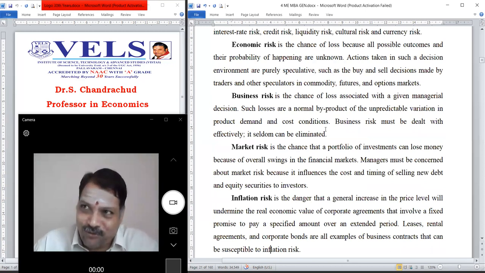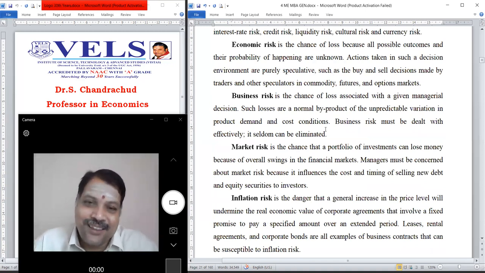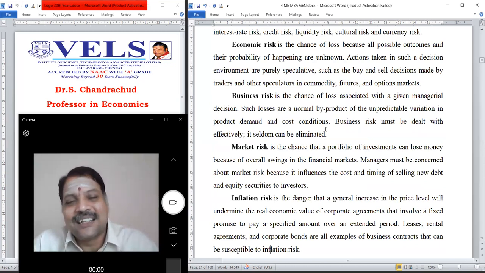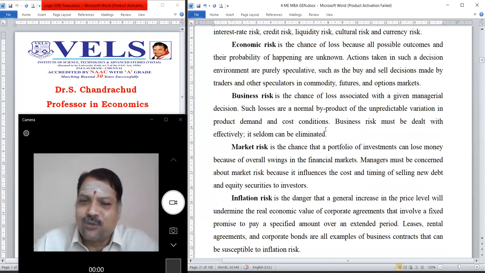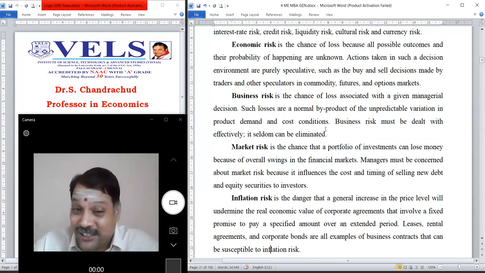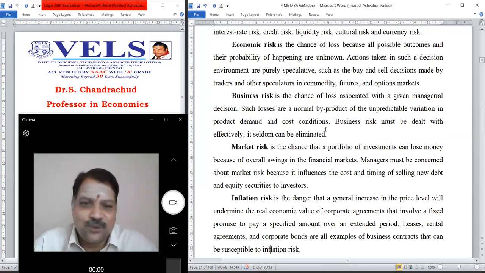When we talk about the market, there is one risk related to the market. It is called market risk. Market risk is a chance that a portfolio of investment can lose money because of an overall swing in the financial market, because it is not in our hands. The financial market changes day to day. The manager must be concerned about market risk because it influences the cost and timing of the sale of new debt and equity securities to investors. So as a manager, he must be aware of the current situation of the market, failing which he will end up in a loss.